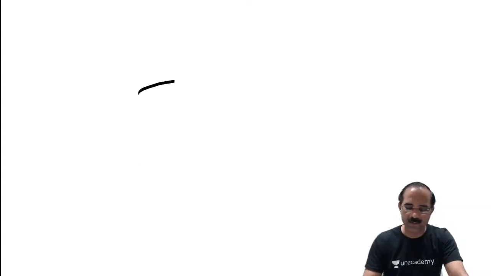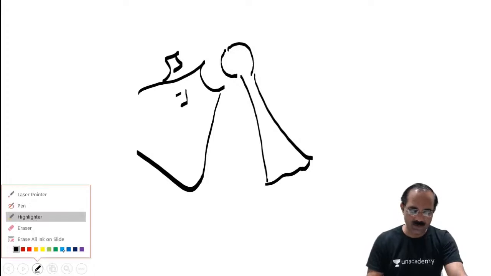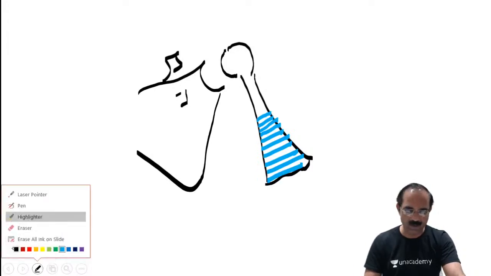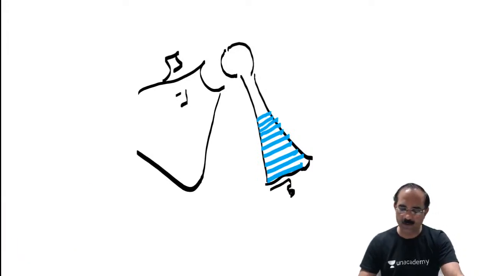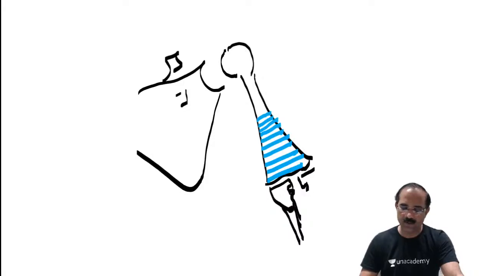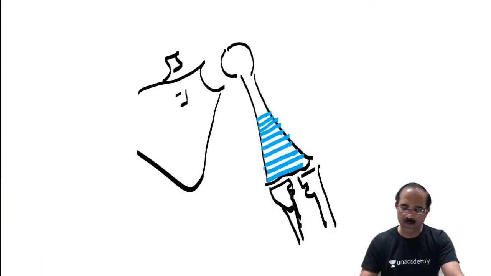Look at this quickly. This is the humerus here, and that's the scapula which you have drawn. Tell me which is this muscle, students. Which muscle begins from the humerus and gets inserted on the ulna? This is the ulna and this is the radius. This is the brachialis.